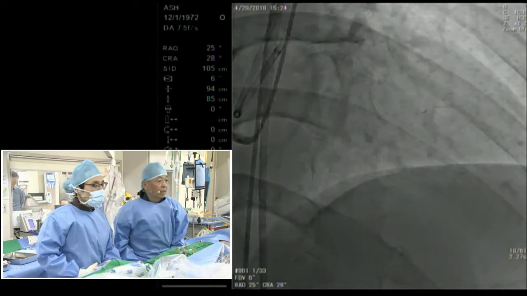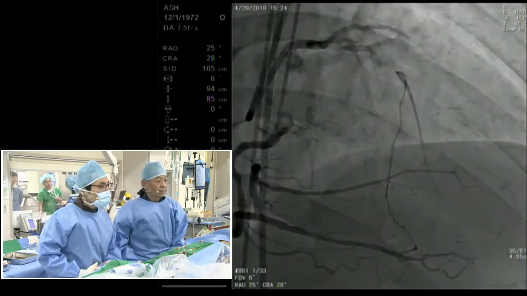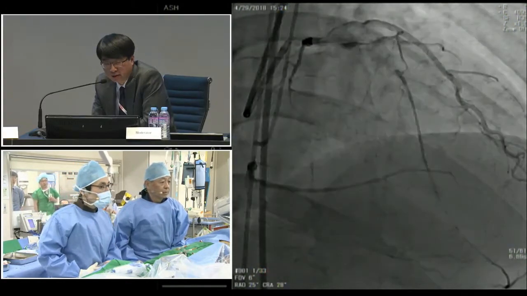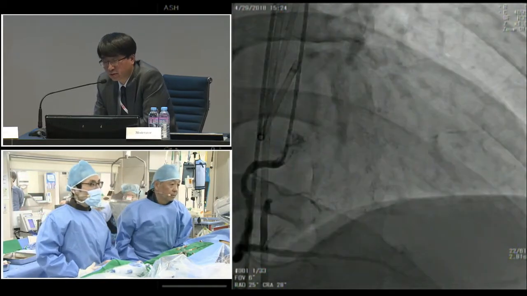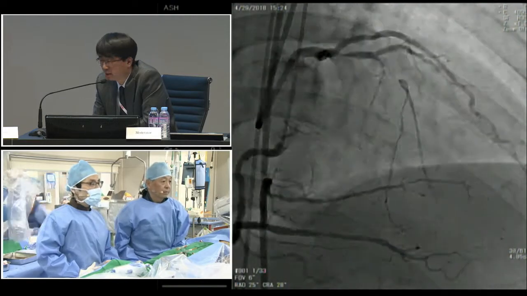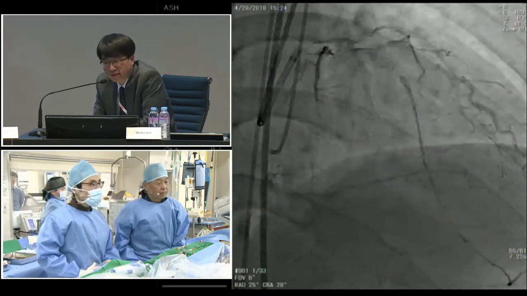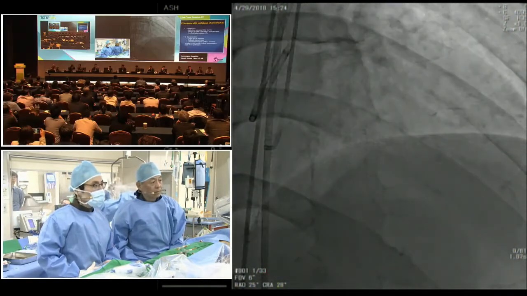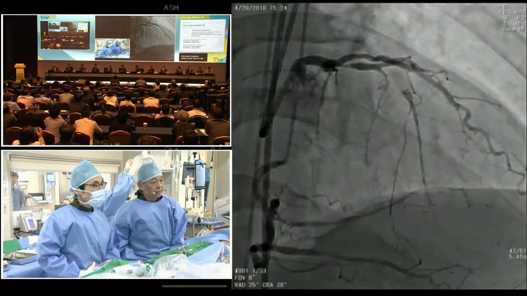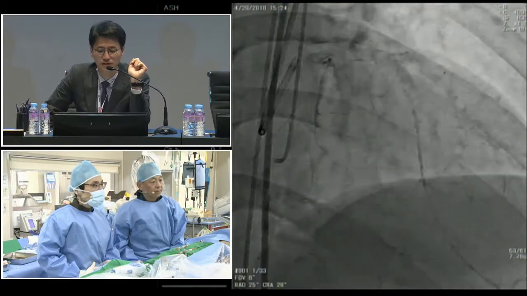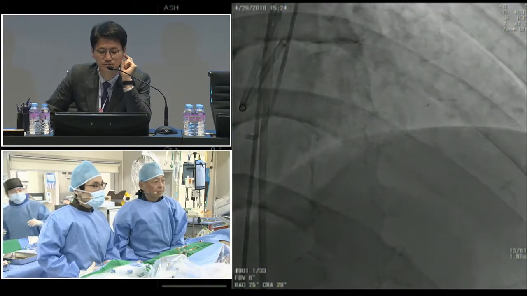Maybe the false lumen is gone. I think maybe this is not a retry case. Maybe it is a new first attempt case, because of two years ago. Maybe the false lumen is healed. But I think the proximal cap is completely blunted. Yes, so that's the problem in this case. So I recommend the retrograde first approach.